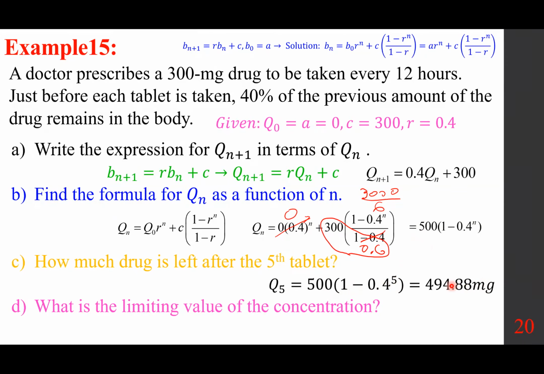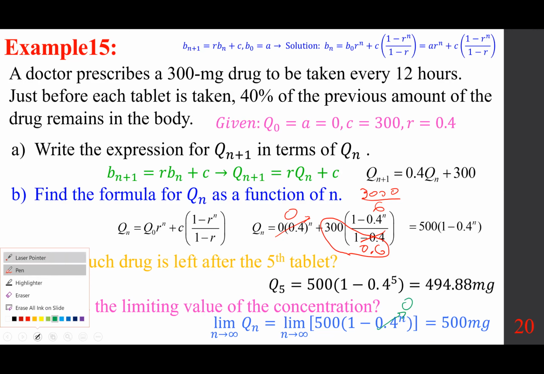And finally, what is the limiting value? That means take the limit of this expression. As you recall, when you take the limit, since this number 0.4 is between -1 and 1, as n goes to infinity, this goes to 0. Therefore, 500 times 1 minus 0. So this goes to 0. As n goes to infinity, the answer is 500 milligrams, meaning in a long run, no matter how many times you repeat this, every 12 hours forever, it will never go beyond 500 milligrams, which they have calculated to be safe for the patient.